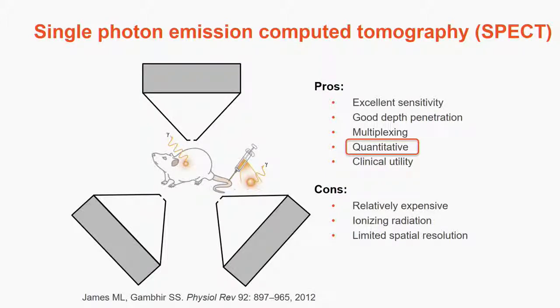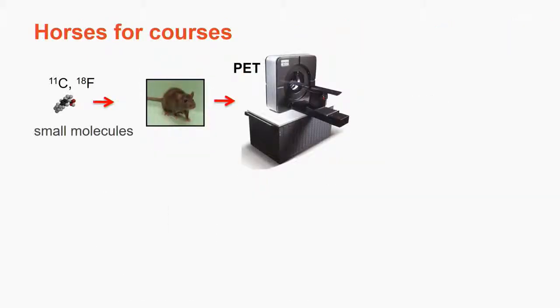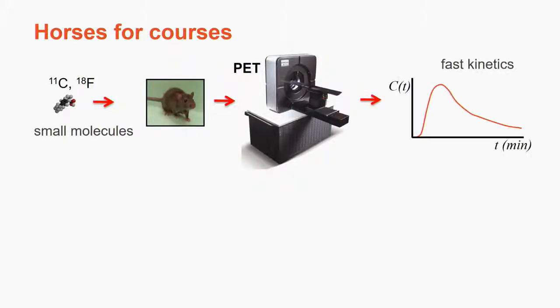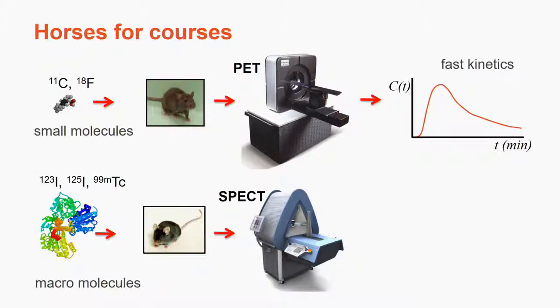So that's SPECT and PET in very, very brief review. And of course, we use them in a range of different applications. This is in very, very general terms. PET is generally very well suited to studying small molecules in vivo because small molecules have fast kinetics. And most of our PET isotopes have short half-lives, so you can nicely match the half-life of your isotope to the kinetics of the molecule.